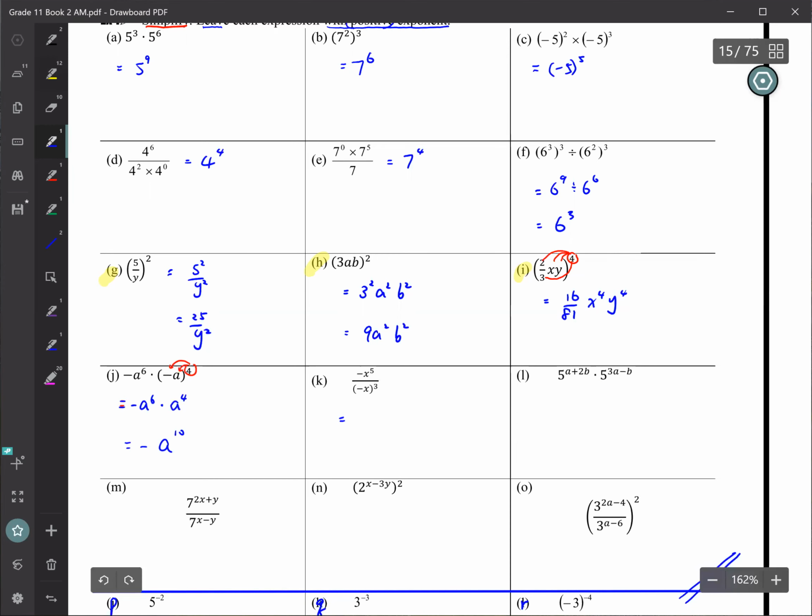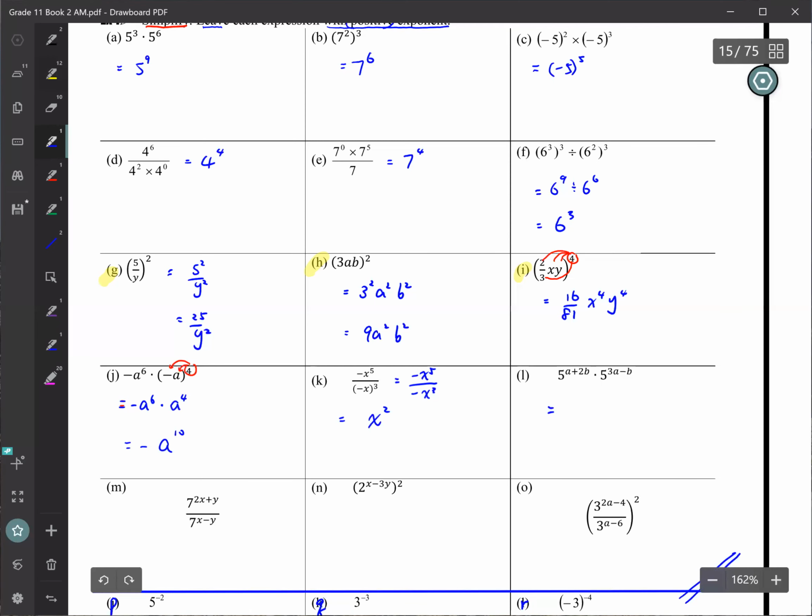Okay, question K. Sarah? X to the power of 2. Positive or negative? Positive. Positive, yeah, okay. So this time the denominator, the negative happens 3 times. So it still remains negative. Okay, so negative divided by negative makes it positive, cancel out.